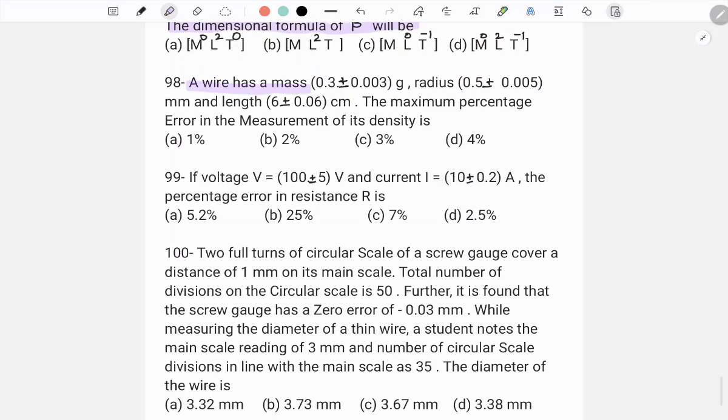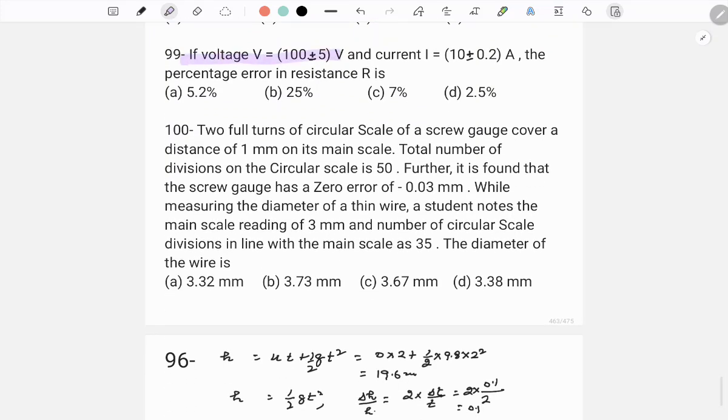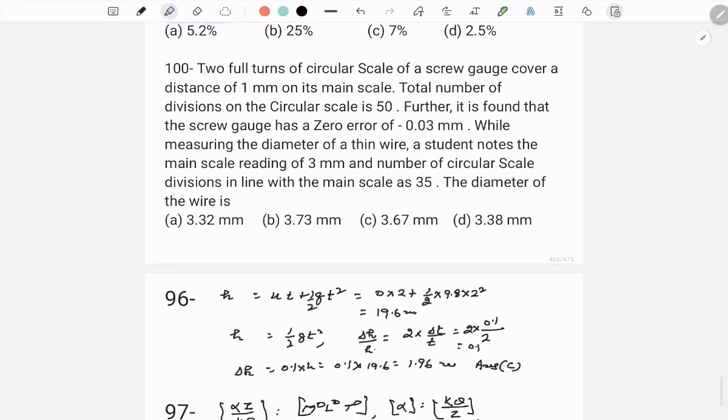Next, a wire has a mass 0.3 plus minus 0.003 gram, radius 0.5 plus minus 0.005 mm and length 6 plus minus 0.06 centimeter. The maximum percentage error in measurement of its density is. Next, if voltage V is 100 plus minus 5 volt and current I is 10 plus minus 0.2 ampere, the percentage error in resistance R is.